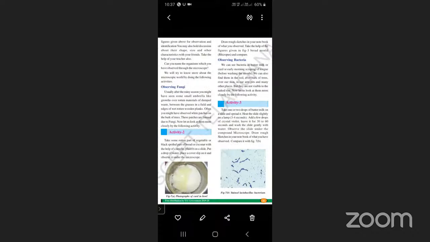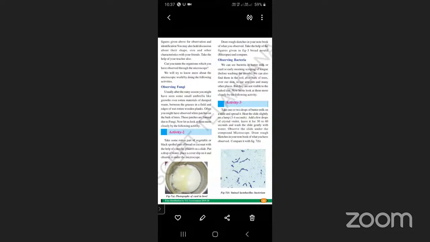Given above for observation and identification, you may also hold a discussion about their shape, size, and other characteristics with your friends. I'm recalling, children, we already discussed this in the last class. Take the help of your teacher also. Can you name the organism which you have observed through the microscope? We will try to know more about the microscopic world by doing the following activities.